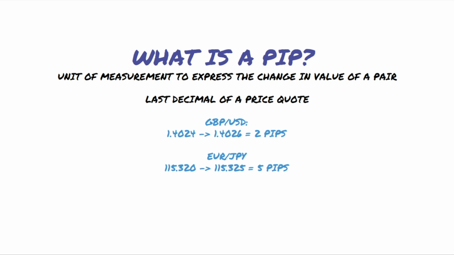In the case of a JPY pair, we would look at the third decimal spot. If Euro JPY changed from 115.320 to 115.325, then we would say Euro JPY moved by 5 pips.